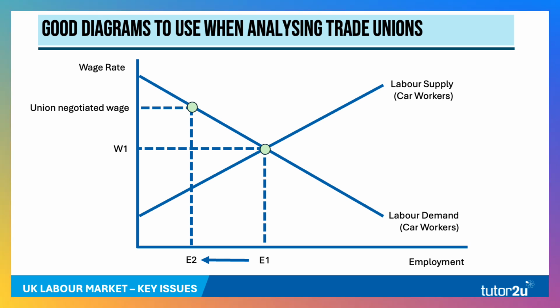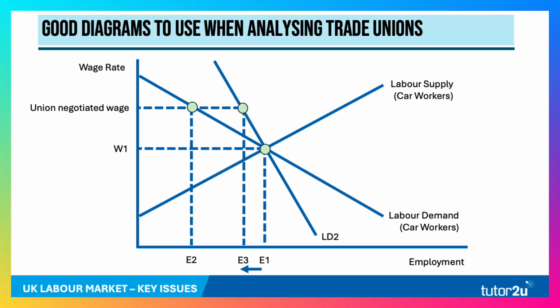But of course, a lot depends on the elasticity of labour demand. What would be a good idea in the exam is to say, well, if labour demand such as LD2 is wage inelastic, you can see here the difference in the elasticity of the demand curves, then in theory that allows unions to negotiate that higher wage, but without quite as big a fall in employment. And that would boost the total incomes of union members.